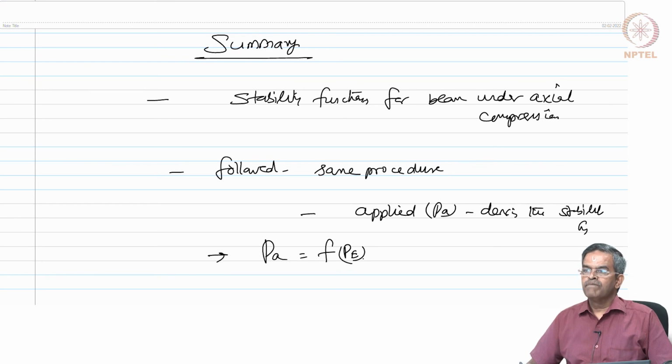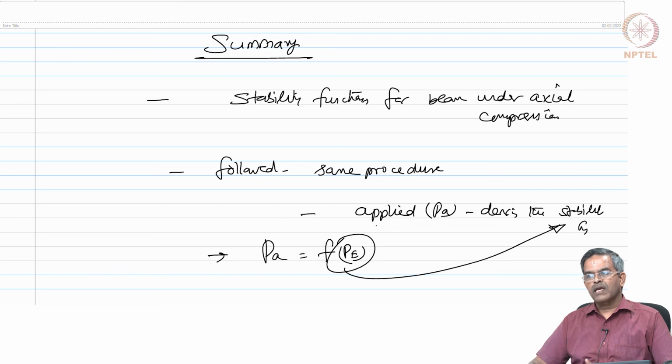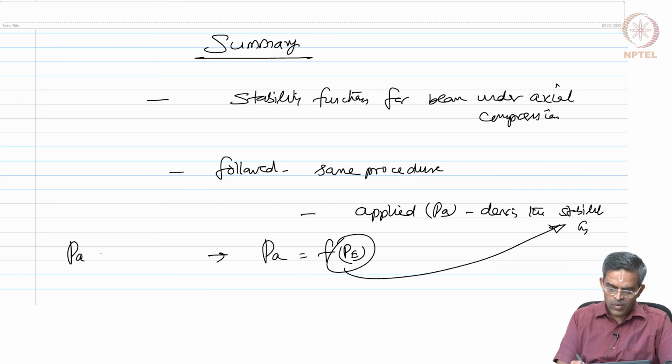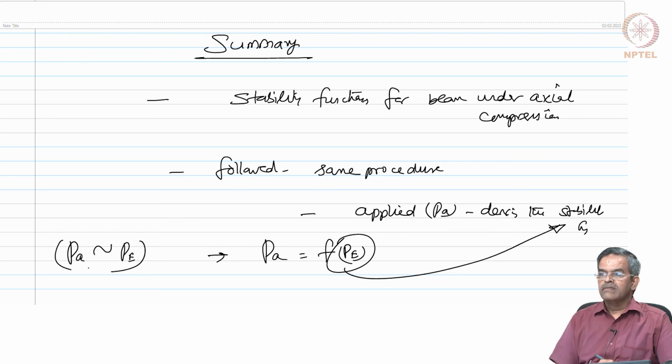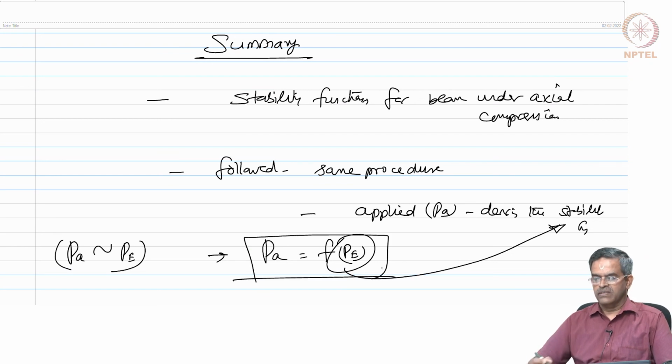Why did we do that? Because we wanted to assess stability, and Euler's load will help give stability, because I can quickly compare Pa with Pe and say whether the member is stable or unstable. We already learnt in the previous lecture how to define stability in Euler's criterion. Okay? Therefore, we are trying to use this relationship and derive the stability functions.